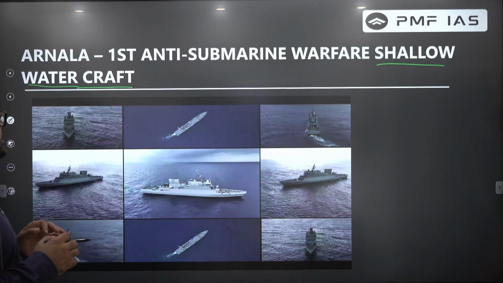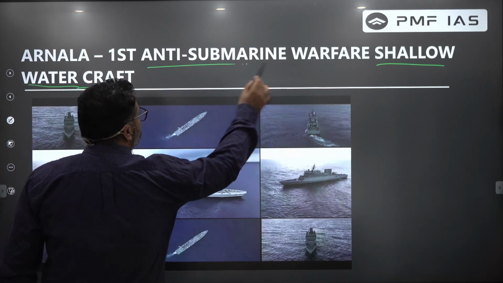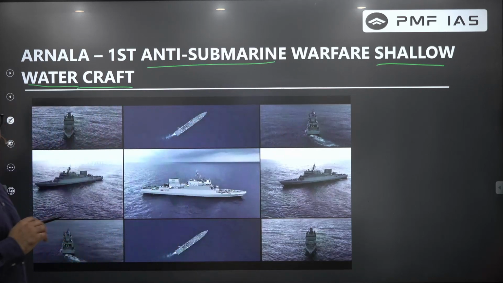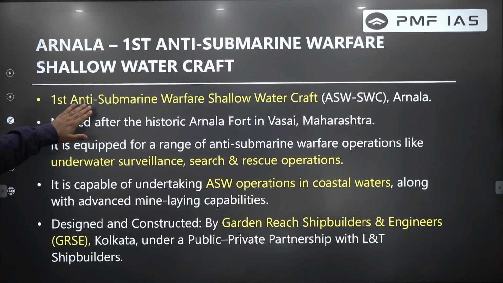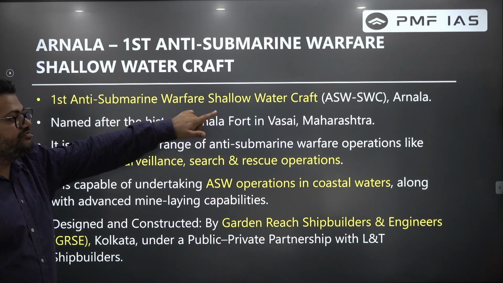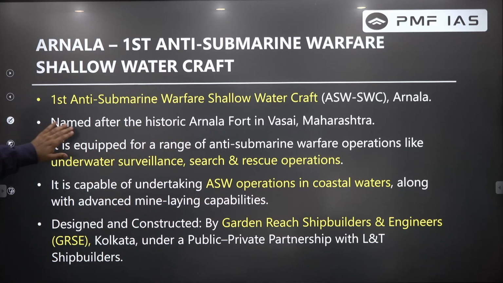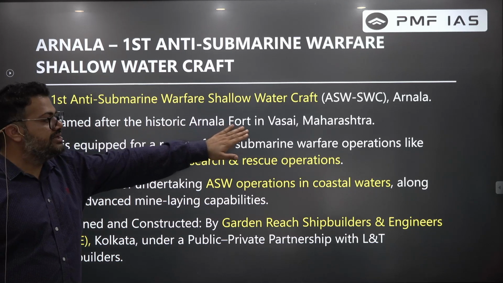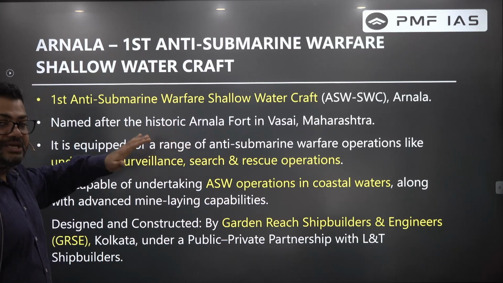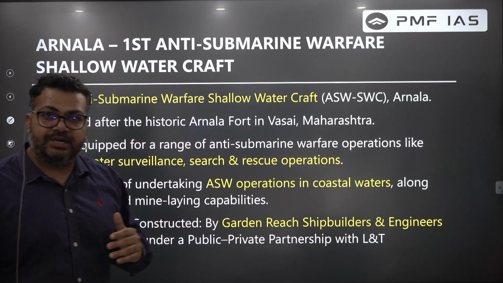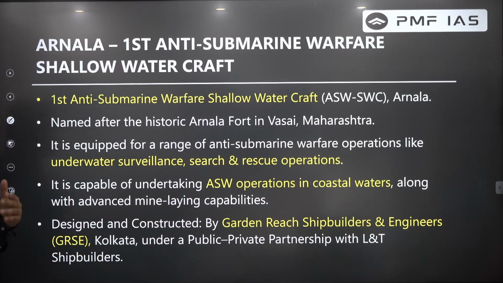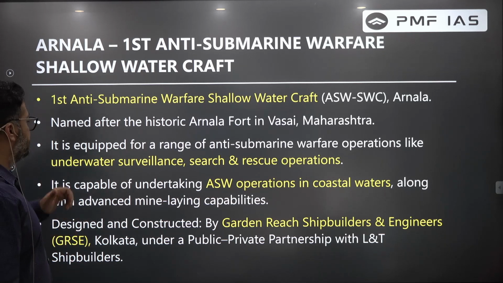It has been designed to neutralize submarine operations of other countries, of the enemy countries, in shallow waters. So it is the first anti-submarine warfare shallow water craft. We call it ASW SWC. Arnala. It is named after the historic Arnala fort in Vasai, Maharashtra. Many submarines are named after Marathi names, by the way. INS Karanj, INS Kalvari, INS Khanderi, right?